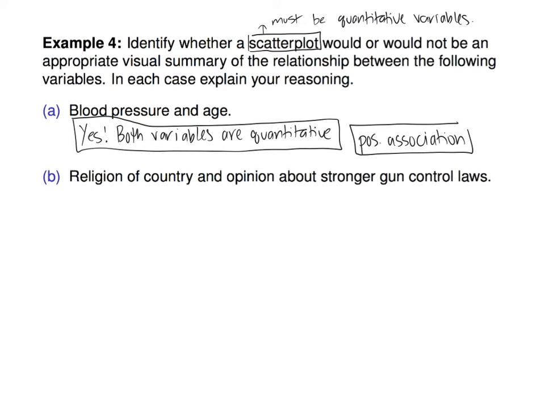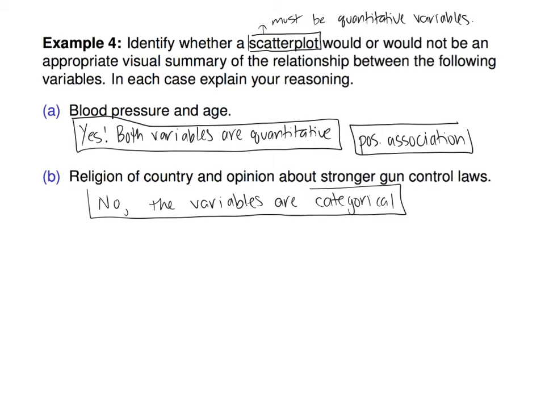So religion of country and opinion about stronger gun control laws. Are those variables quantitative? And the answer is no. So no, a scatter plot is not appropriate. The variables are categorical. In that case, you might want to revert to a histogram or something instead, or pie charts.